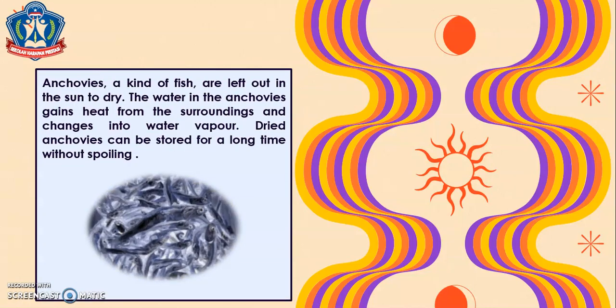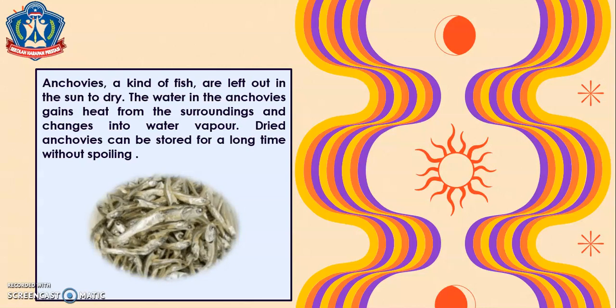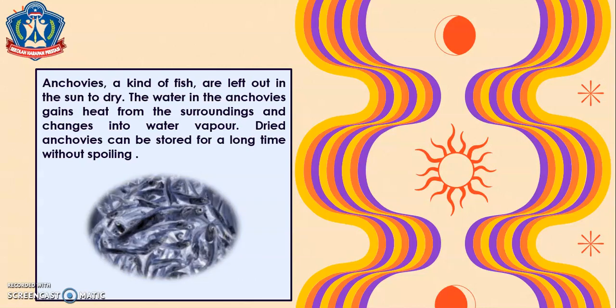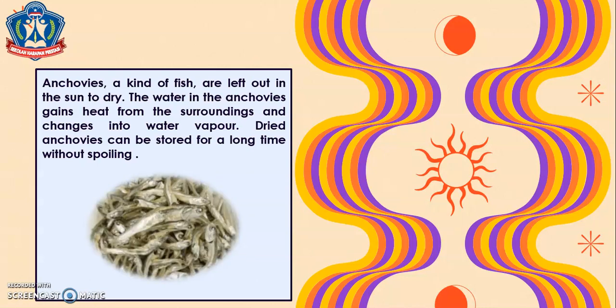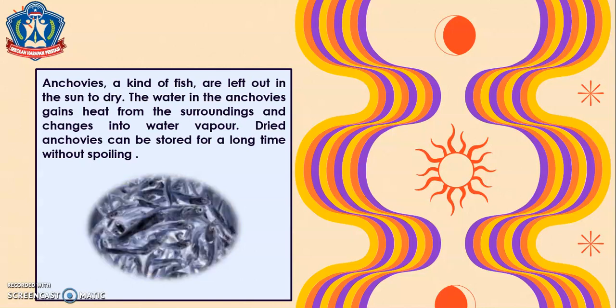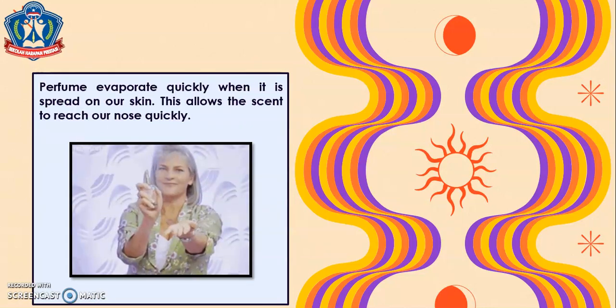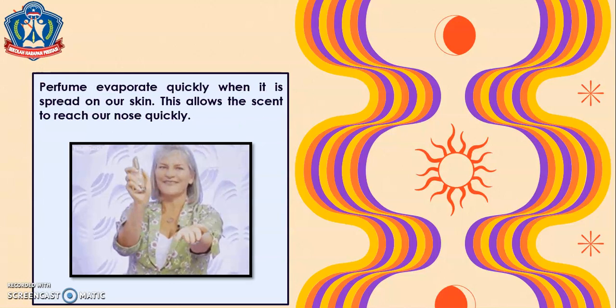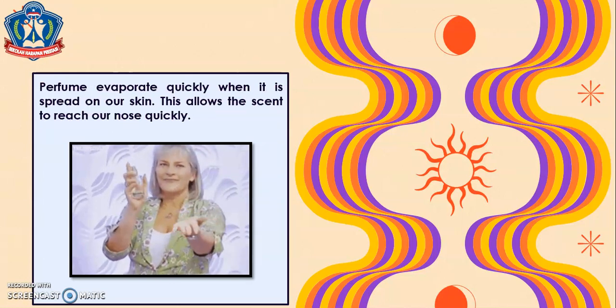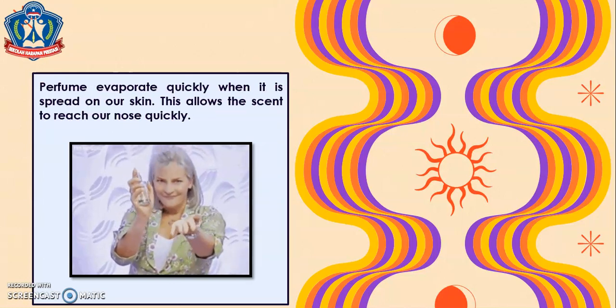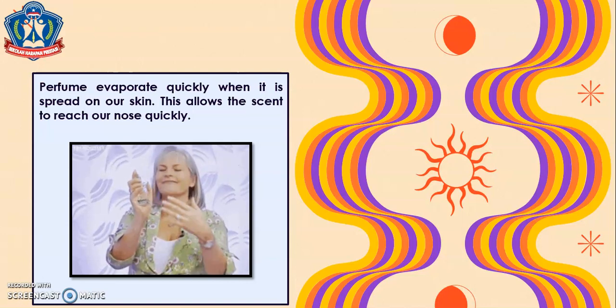Anchovies, a kind of fish, are left out in the sun to dry. The water in the anchovies gains heat from the surroundings and changes into water vapor. Dried anchovies can be stored for a long time without spoiling. Perfume evaporates quickly when it is spread on our skin. This allows the scent to reach our nose quickly.